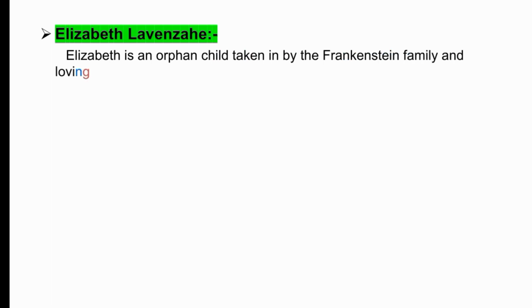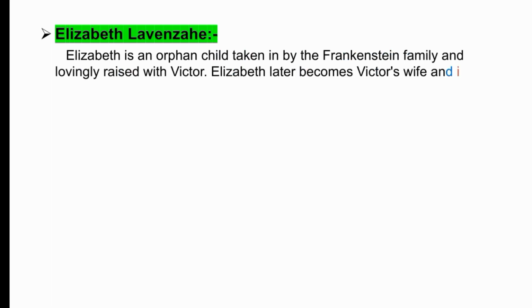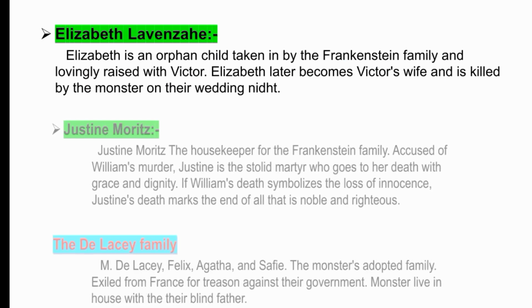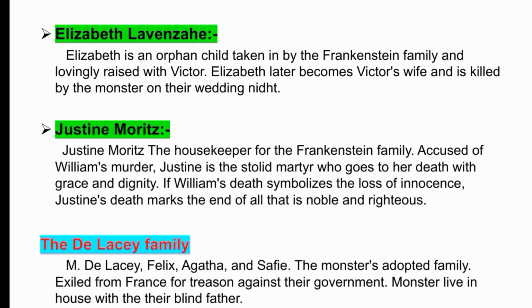Another character is Elizabeth. Elizabeth is an orphan child taken in by the Frankenstein family and lovingly raised with Victor. Elizabeth later becomes Victor's wife and is killed by the monster on their wedding night. Justine. Justine Moritz is the housekeeper for the Frankenstein family, blamed for William's murder. Justine is the stolid martyr who goes to her death with grace and dignity. If William's death symbolized the loss of innocence, Justine's death marks the end of all that is noble and righteous.